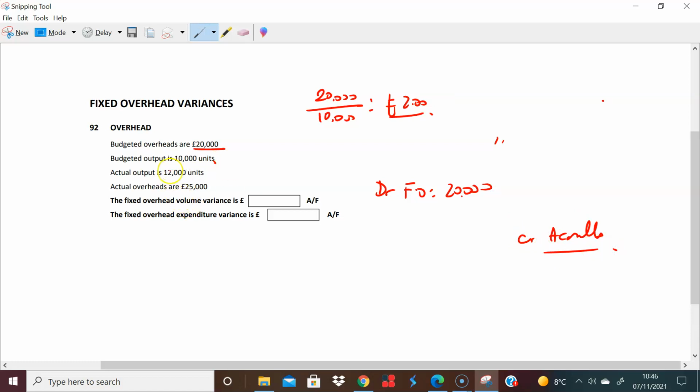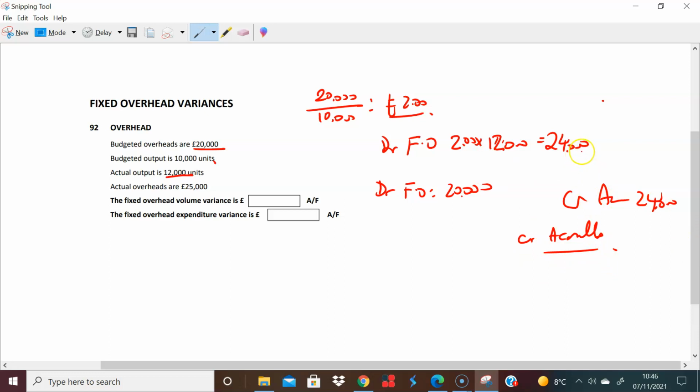But lo and behold, actual output is 12,000 units. So from your financial accounting point of view, you end up going debit fixed overheads, because you're putting in £2 for every unit, and you've put in 12,000 units. So your accounts are actually showing debit overheads 24,000, credit the accruals 24,000. And we've already done this. There are a number of ways of doing this. I'm just doing this practically now as the first way.